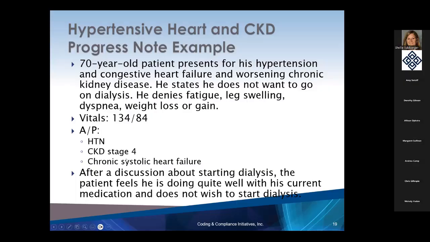The chronic kidney disease stage 4 is documented to the highest level, and chronic systolic heart failure, again, to the highest level. So we know that at least we have 2 out of the 3, but our coder could change that if needed. And then we have a plan. After discussion about dialysis, the patient feels they're doing well with their current medications and doesn't want to start that. So again, we're starting to say, okay, do we have enough to code to the highest level?